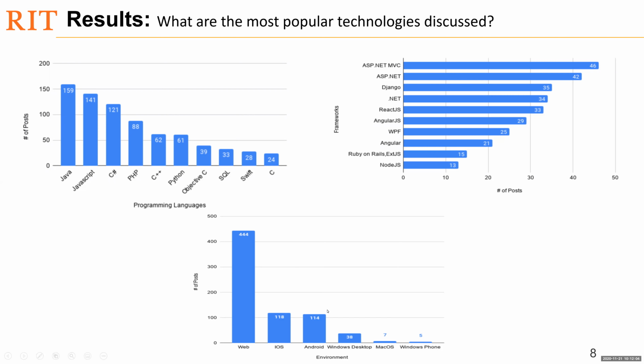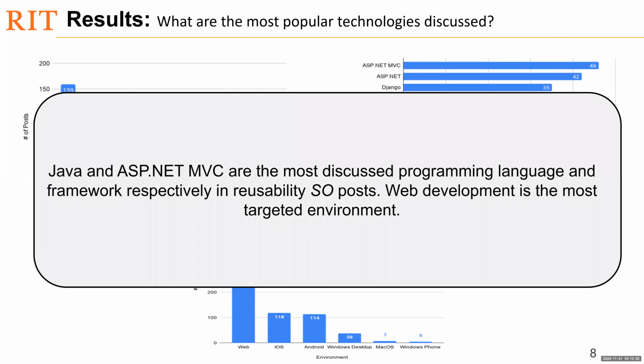So the third part chart displays the most targeted environment. It shows a great difference between the first and the second place, having web with 442 posts, followed by iOS with 118 posts. So for this RQ, we can say that Java and ASP.NET MVC are the most discussed programming language and framework, and web development is the most targeted environment.